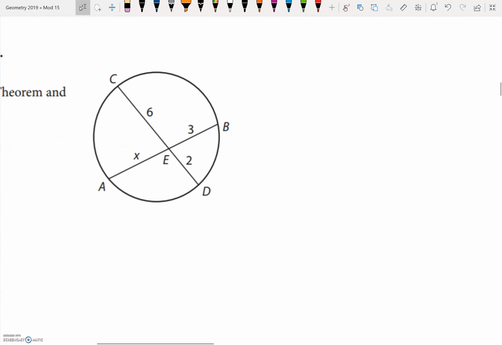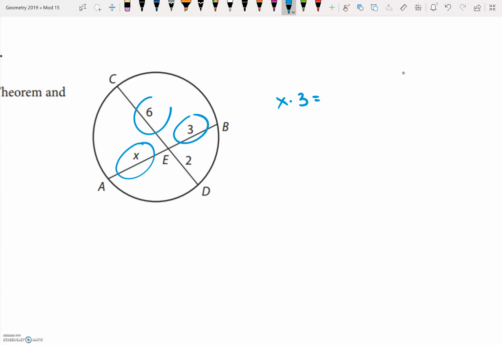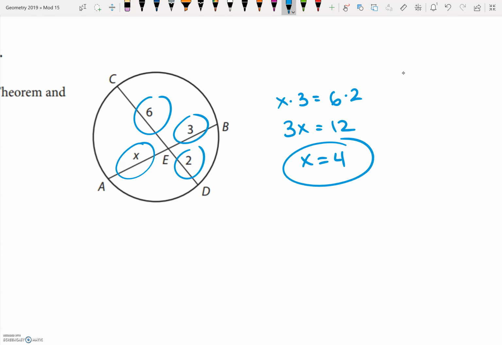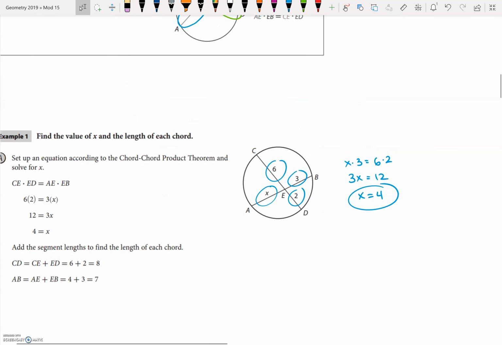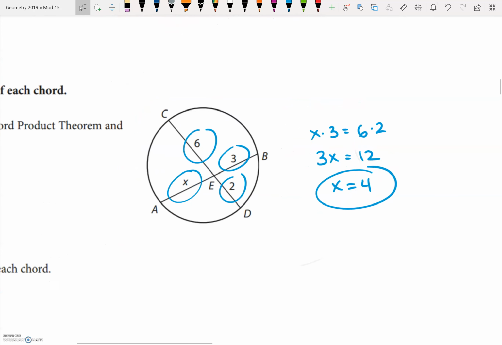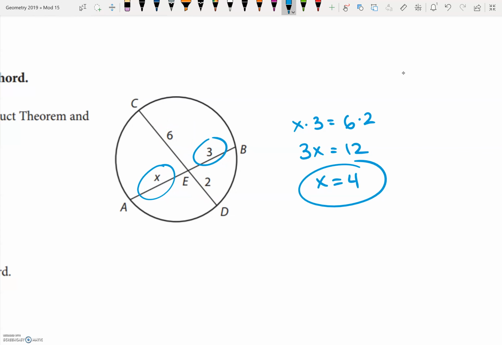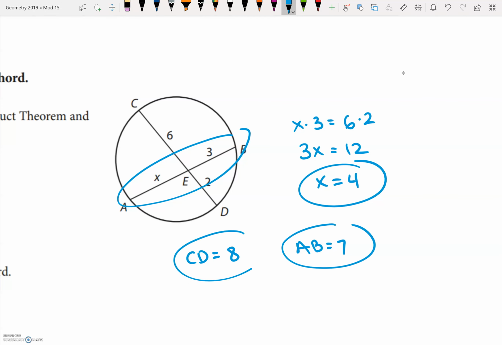Setting up the chord-chord product theorem, we say that x times 3 equals 6 times 2. 3x equals 12, therefore x is equal to 4. And that's it, simply. It says find the length of each chord. We could say that CD is 6 plus 2, so CD equals 8. And then AB is 4 plus 3, so that's 7. Those are the lengths of each of our chords.